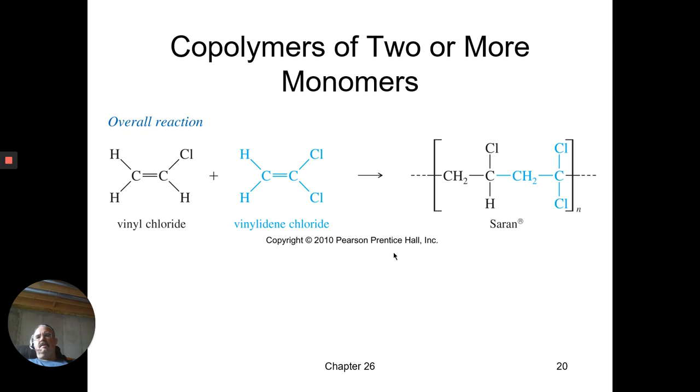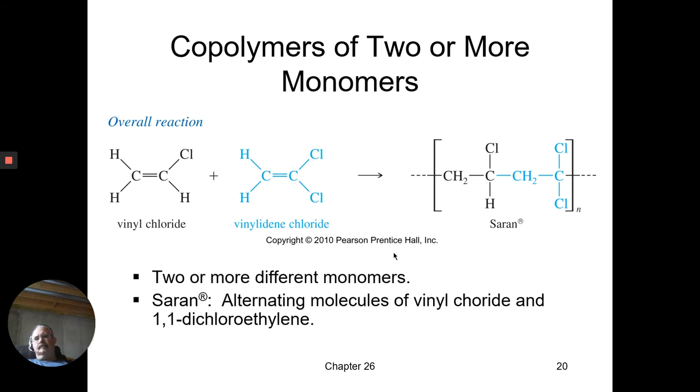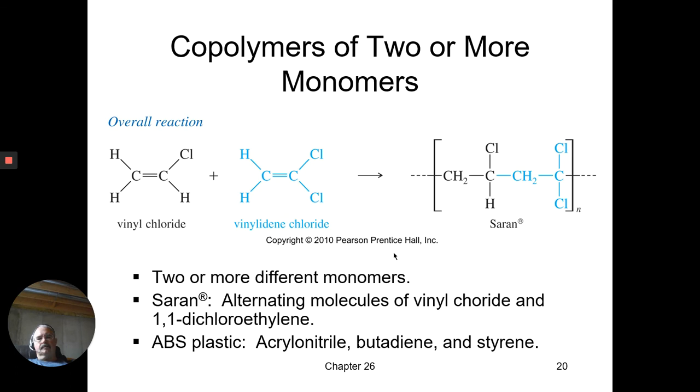Copolymers consist of two different monomer units. Saran wrap is a copolymer of vinyl chloride and vinylidene chloride. ABS plastic is used in water pipes as an alternative to polyvinyl chloride. This is a copolymer of acrylonitrile, butadiene, and styrene.